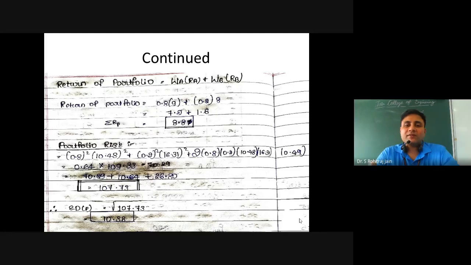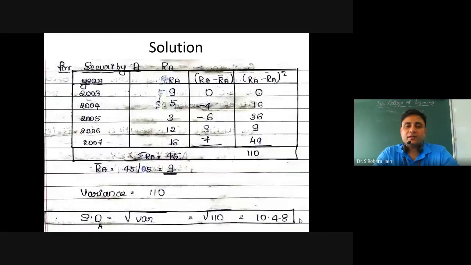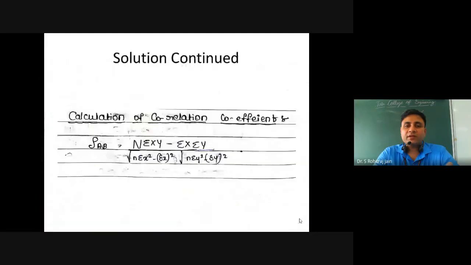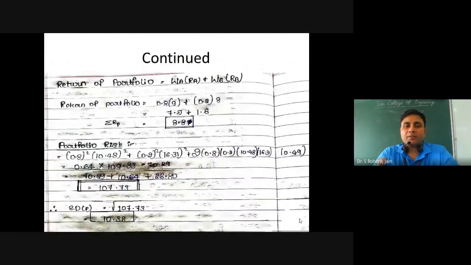Right? So they have given in the question, sir, from where WA and WB came. See there, please see the question there. They have given it in the question, students. See, the weight of security A is 0.8. Similarly, the weight of security B is 0.2. They have given it in the question. The same thing I have applied here. So I got the return of the portfolio, summation of RP, to be equal to 8.8.